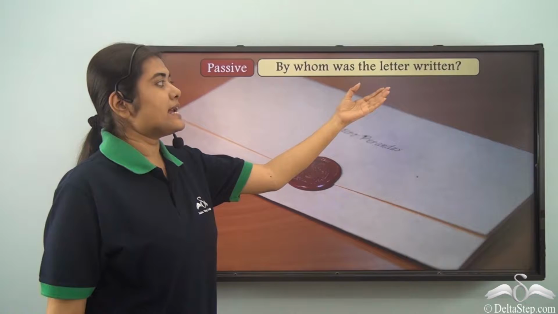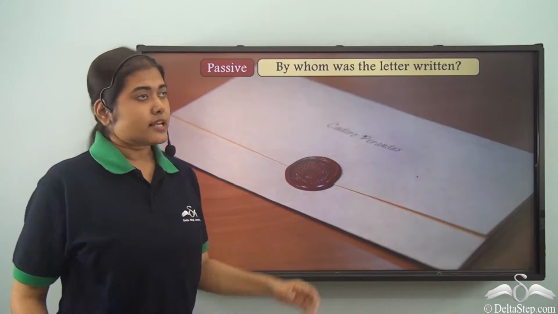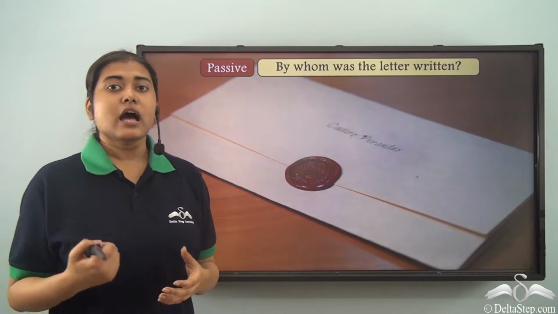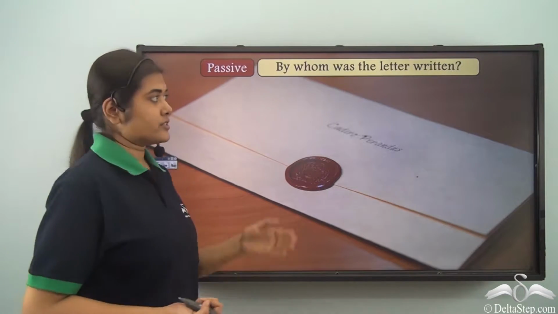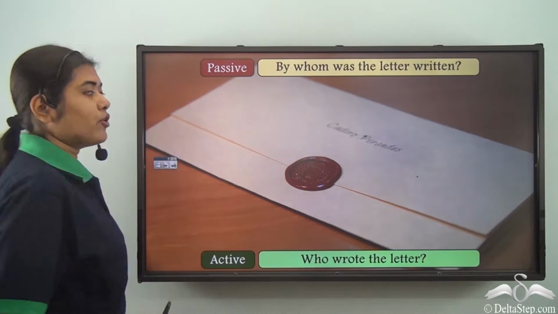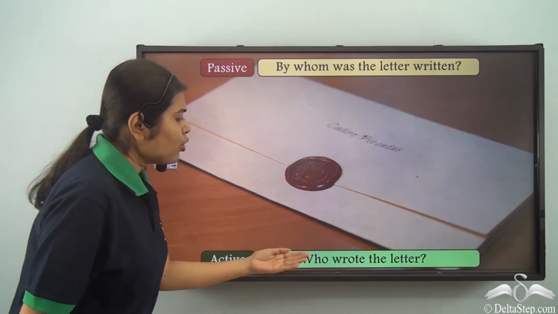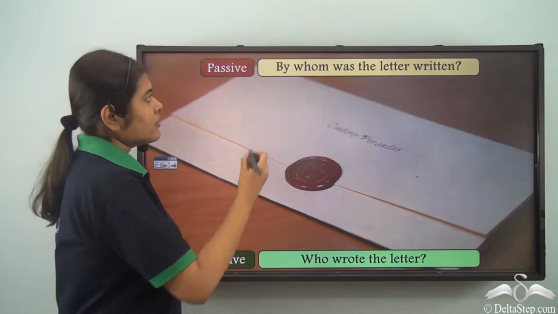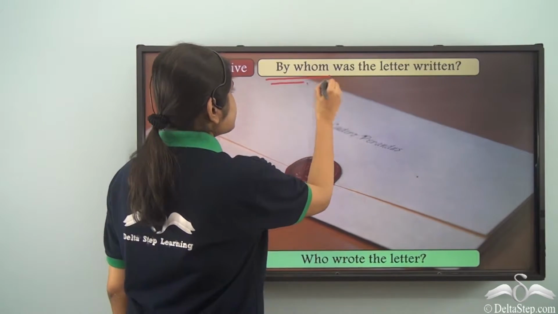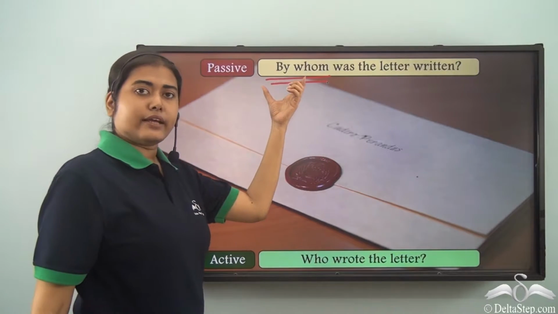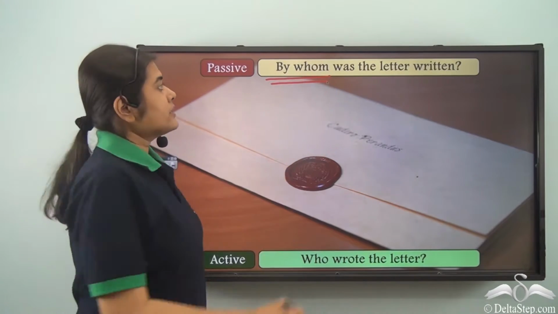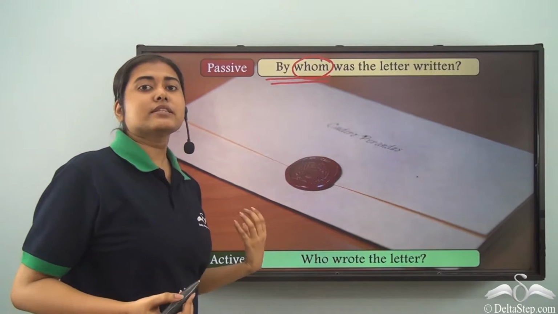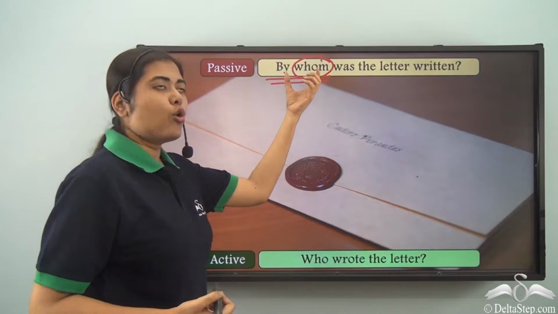By whom was the letter written? Now this is a question. Now for question in passive voice, how do we change it in the active voice? So in active voice, we are going to write it as who wrote the letter. So here, what do we do? First, we have this doer at the beginning. By whom? Now whom is in the object position. When it comes in the subject position, whom turns into who.